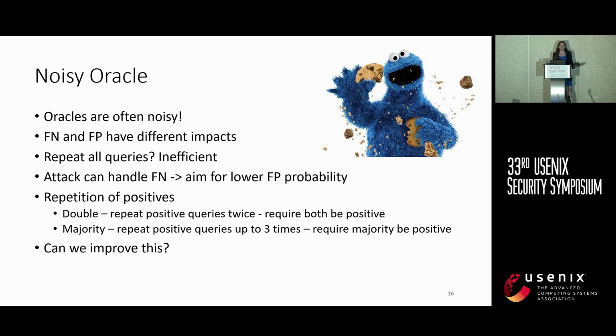And I can give you a lot of different technical reasons for why the oracle will be noisy. But basically, it's a lot like eating cookies. It gets really messy, and there are false negatives, there are false positives. But as we saw before, the range is only reduced for positive results. Therefore, our attack can handle false negatives. And we want to lower the probability of a false positive. Traditional methods include repetition of the positives, but we wanted to improve this.